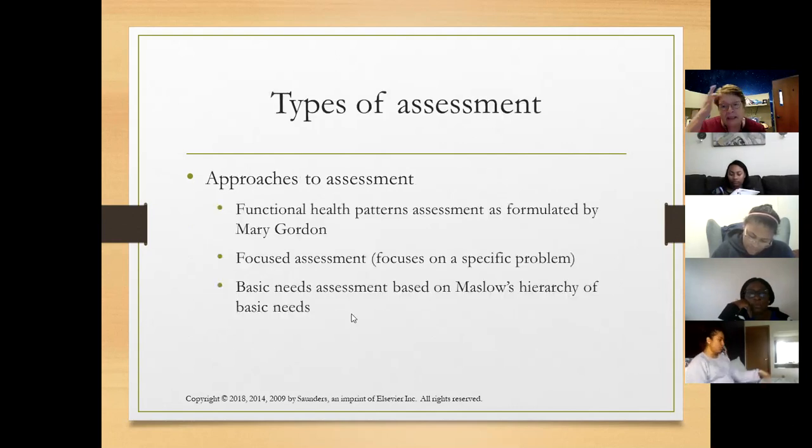All right. Now you can do functional health pattern assessment. It depends on what you're doing at your job. Let's see, let me find that page.